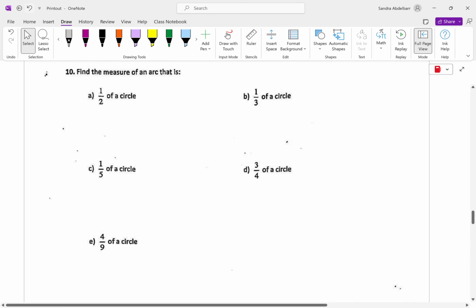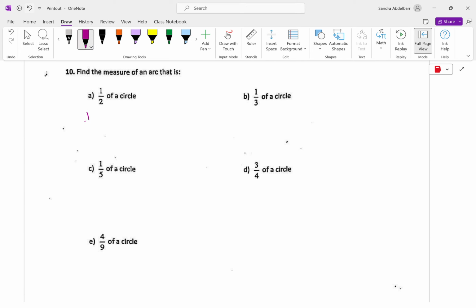All right, moving on to the next part. Find the measure of an arc that is half of a circle. All right, I'm going to tell you 2 different ways we can do this. Well, we know half is half. What mathematical operation goes with the word of? Close. Everyone always says division first. Multiplication. The mathematical operation that goes with the word of is multiplication.